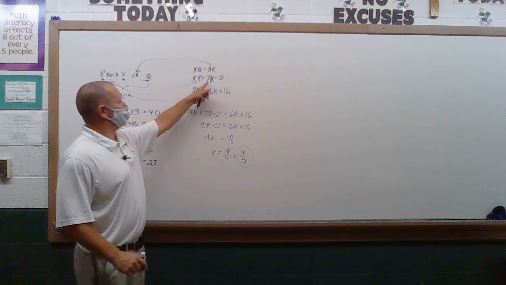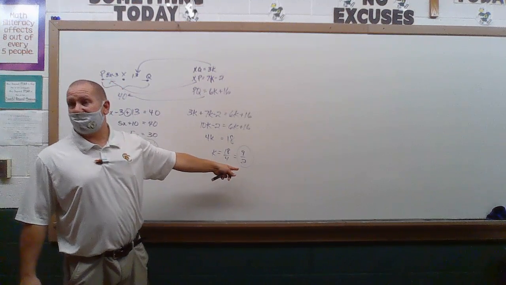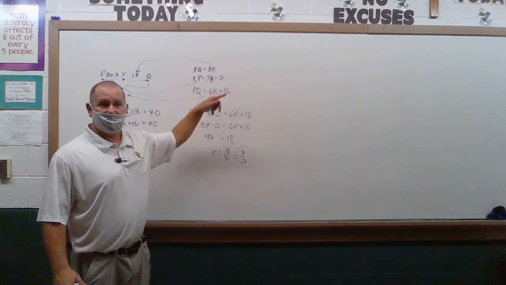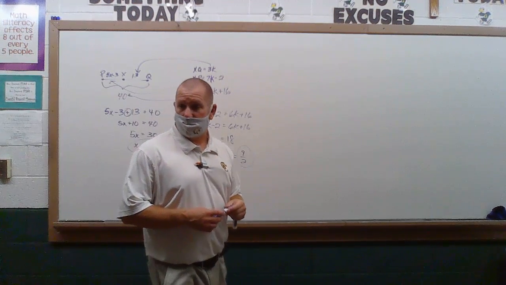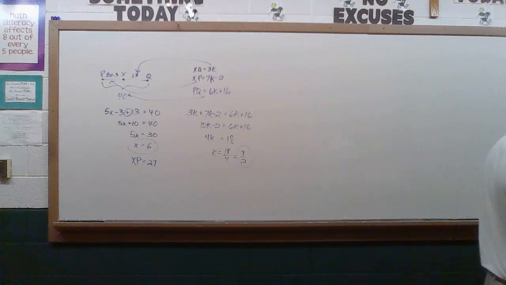XP, so then I'd have to put it back into here. 9/2 is 4.5. 4.5 times 7 minus 2. Agreed? Okay. Make sure you answer the question. Make sure you answer all of the questions.